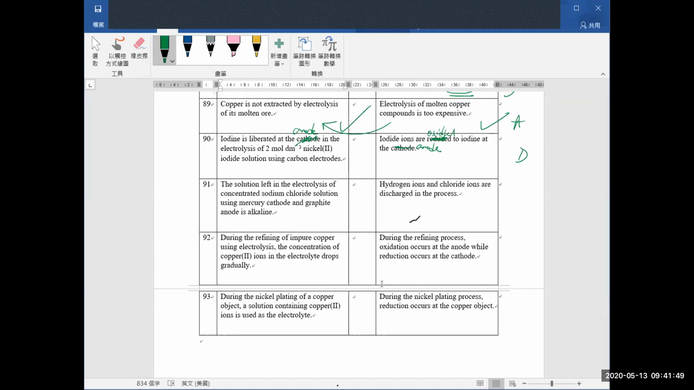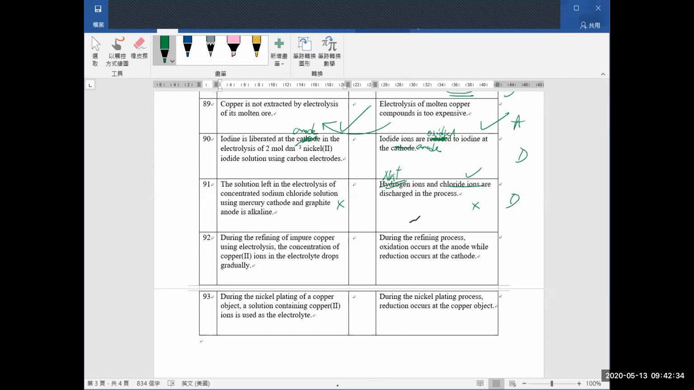The solution left in the electrolysis of concentrated sodium chloride solution using mercury cathode and graphite anode is alkaline. Hydroxide ions and chloride ions are discharged in the process. So what is the choice? A, B, C, or D? It's D. How wrong are they? Is sodium discharged? Yes, that's right. Sodium ions are discharged. Chloride ion is correct, but the whole statement is not correct.